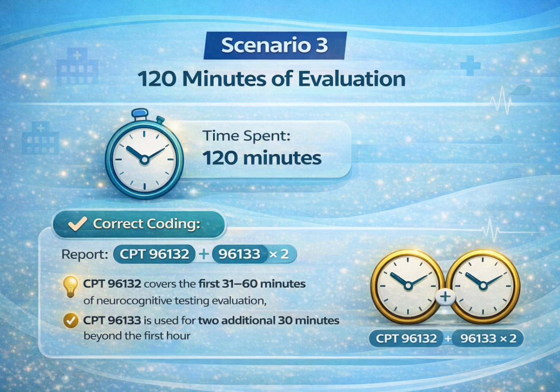Scenario 3: 120 minutes of evaluation. Time spent: 120 minutes. Code 96132 for the first 31 to 60 minutes. Add-on code 96133 times 2, for additional 31 minute increments beyond the first hour.